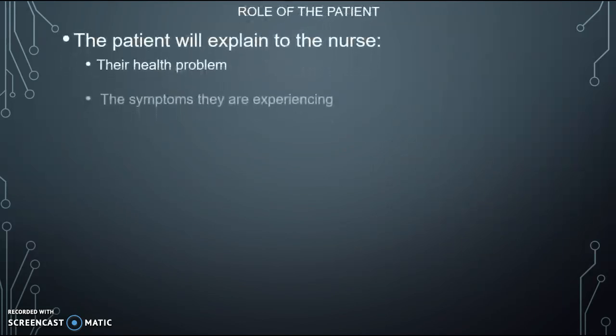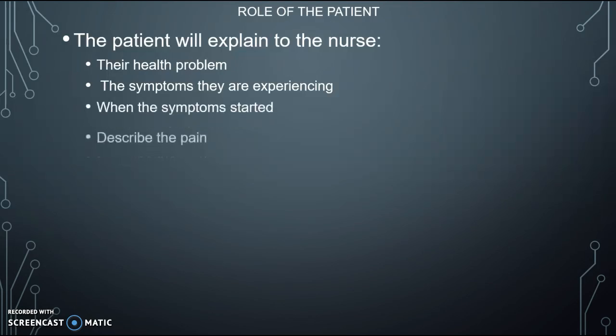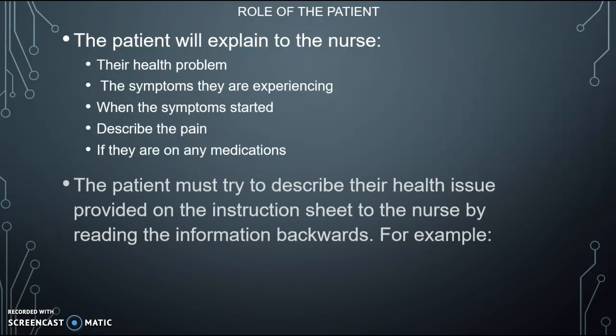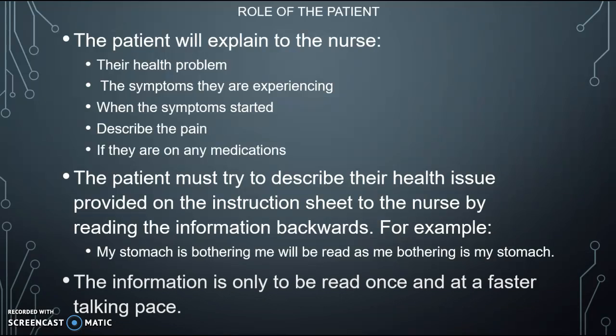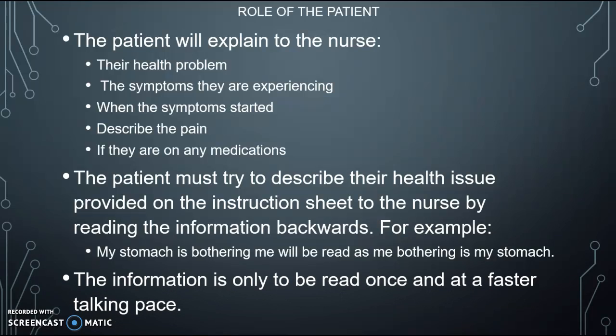The role of the patient. The patient will explain to the nurse their health problem, the symptoms they are experiencing, when the symptoms started, describe the pain, and whether they are on any medication. The patient must try to describe their health issue provided on the instructional sheet to the nurse by reading the information backwards. For example, "my stomach is bothering me" will be read, "me bothering is my stomach." The information is only to be read once and at a faster talking pace.